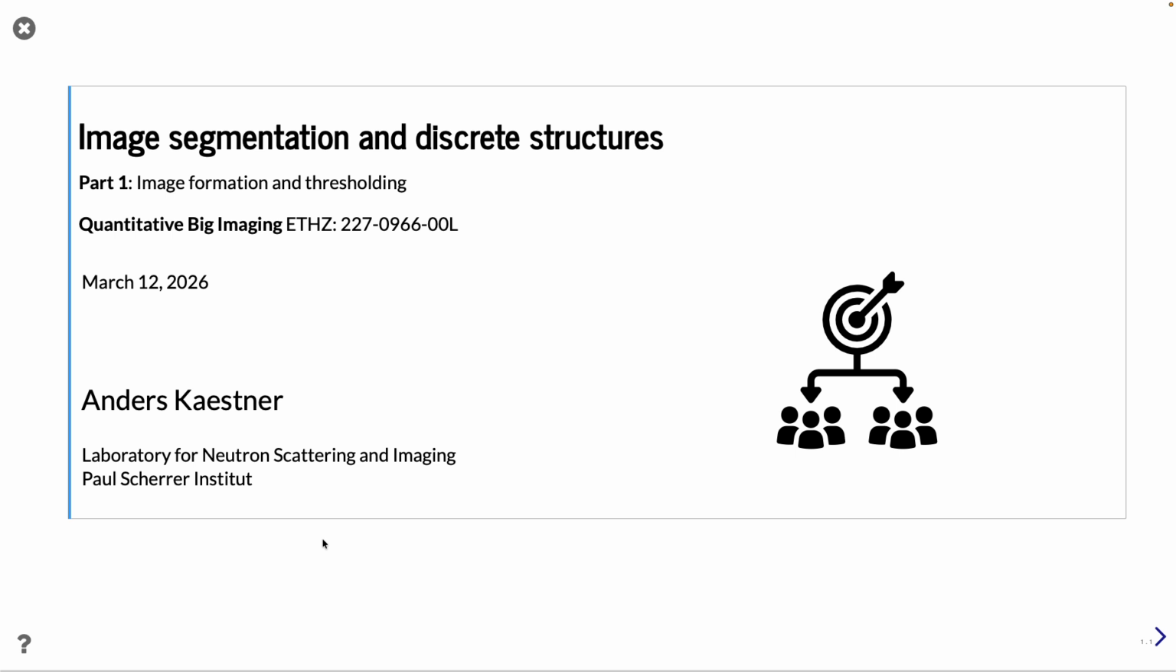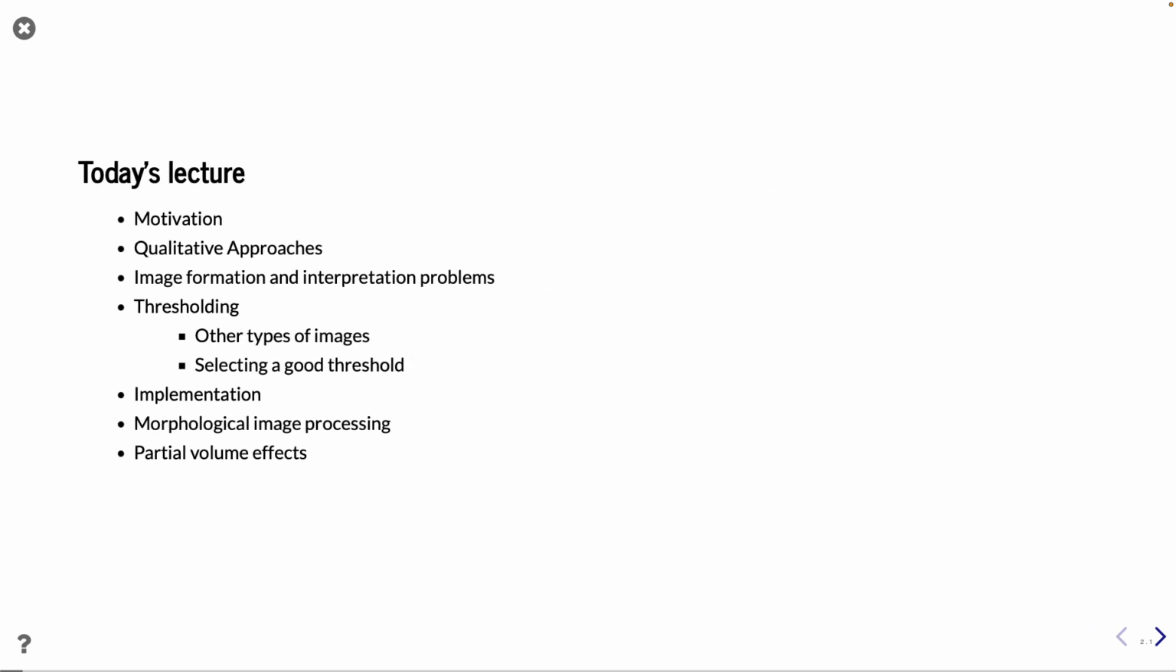Today I'm going to talk about segmentation. There are many parts, and the first part of today's lecture will actually be more about image formation, how the gray levels appear, and how to interpret them in different ways. Then we are going to look at thresholding and how to implement this kind of segmentation. And in the end, I'm also going to look into morphological image processing filters and finally partial volume effects.